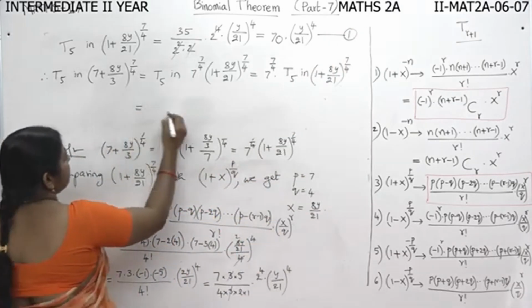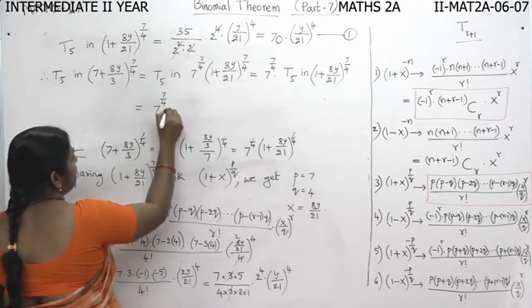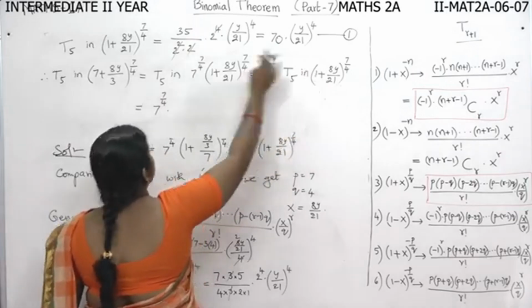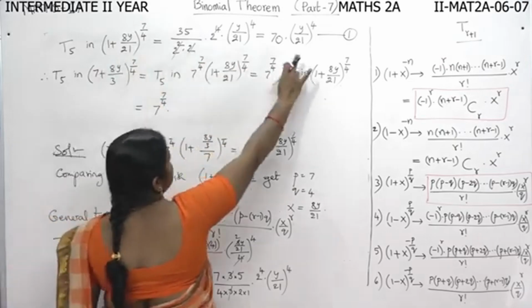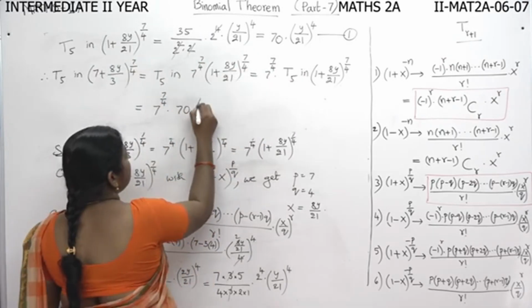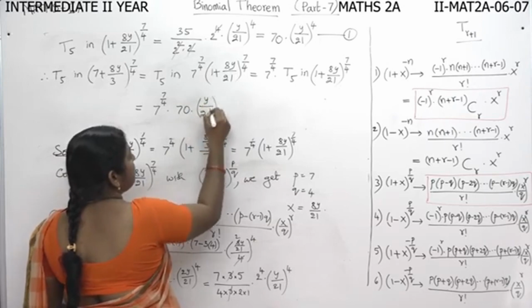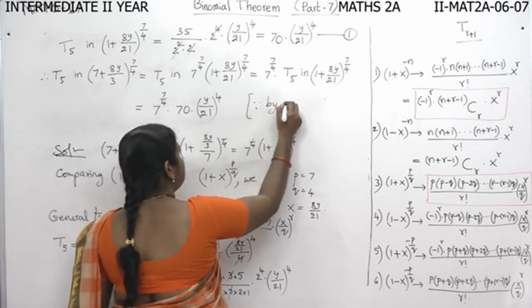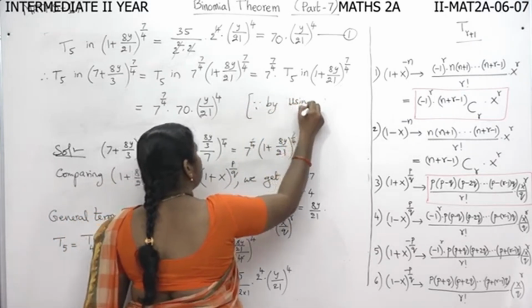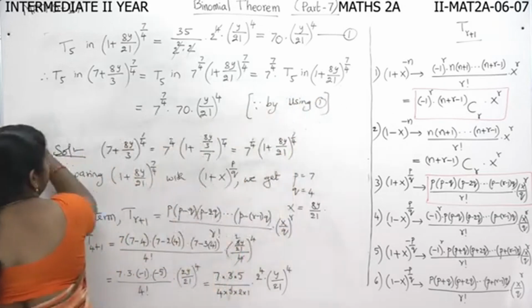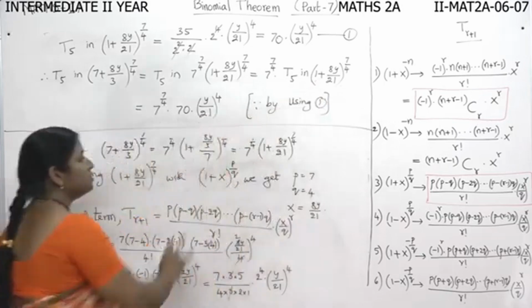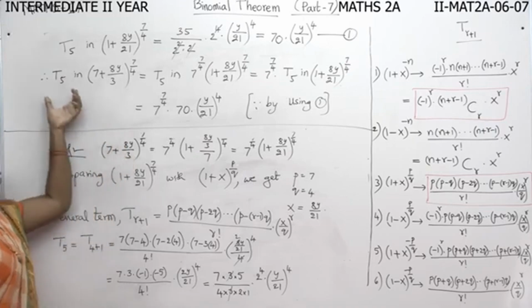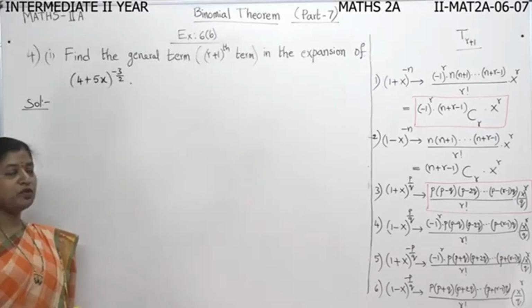So this is equal to 7 to the power of 7 by 4 into the T5 value in 1 plus 8y by 21 to the power of 7 by 4 is, from the equation number 1, I can write it as 70 into y by 21 to the power of 4. So how I got, since by using the first equation. So from the first equation, if we substitute this T5 value here, we can find the fifth term in the given expansion. One more question from the exercise.